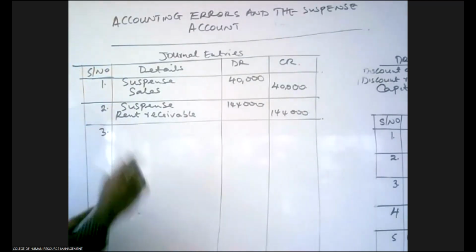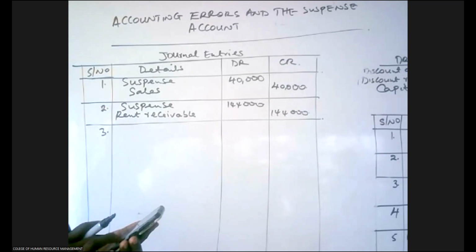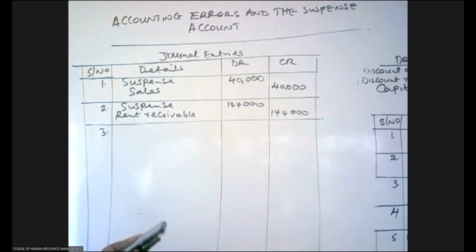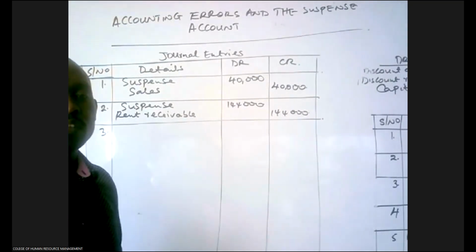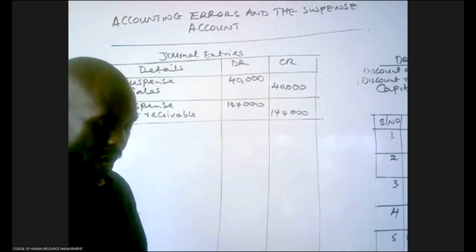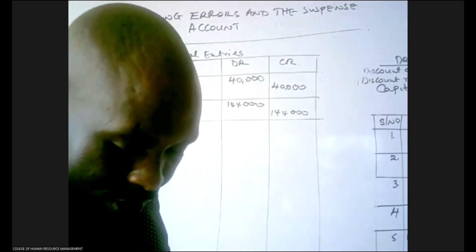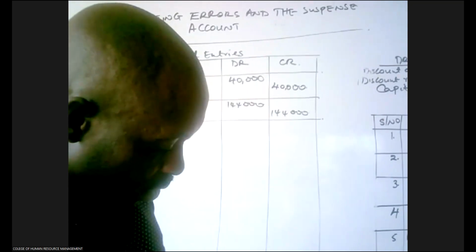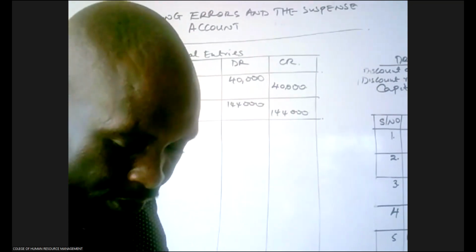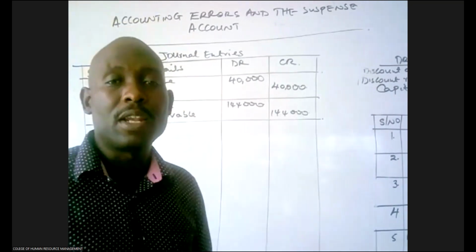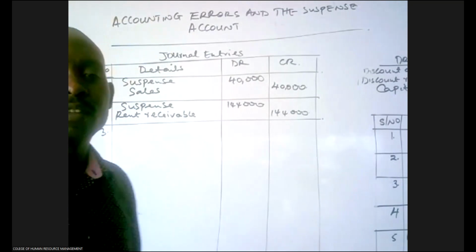Number 3, a check of 377,000 was recorded in the cash book as 773,000. Instead of 377, it was recorded in the cash book as 773. Cash book here, we treat this one as a check received. When we receive a check, we debit the cash book. Receipts are normally on the debit side. So here, instead of 377, we recorded 773 minus 377. We recorded 396,000 extra. That is an overcast.